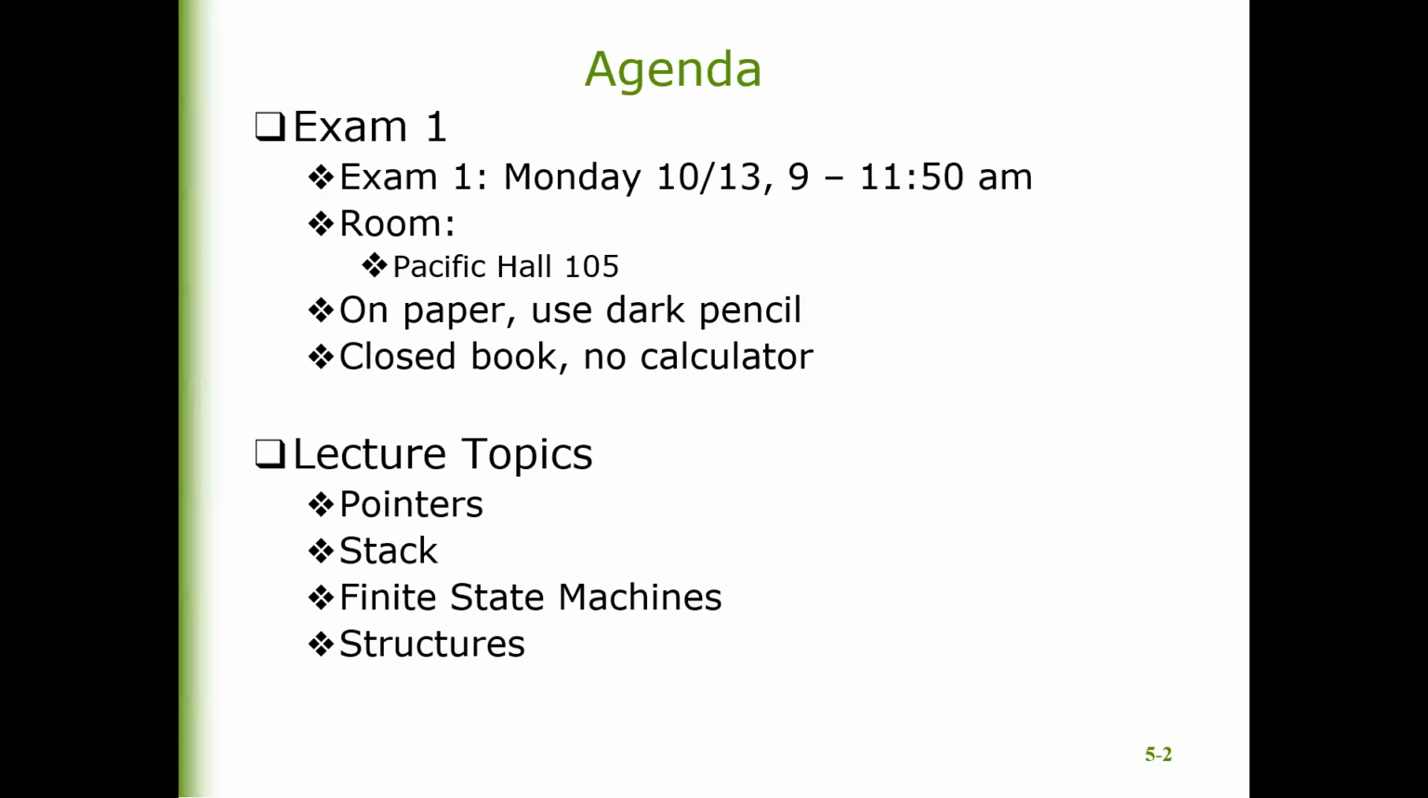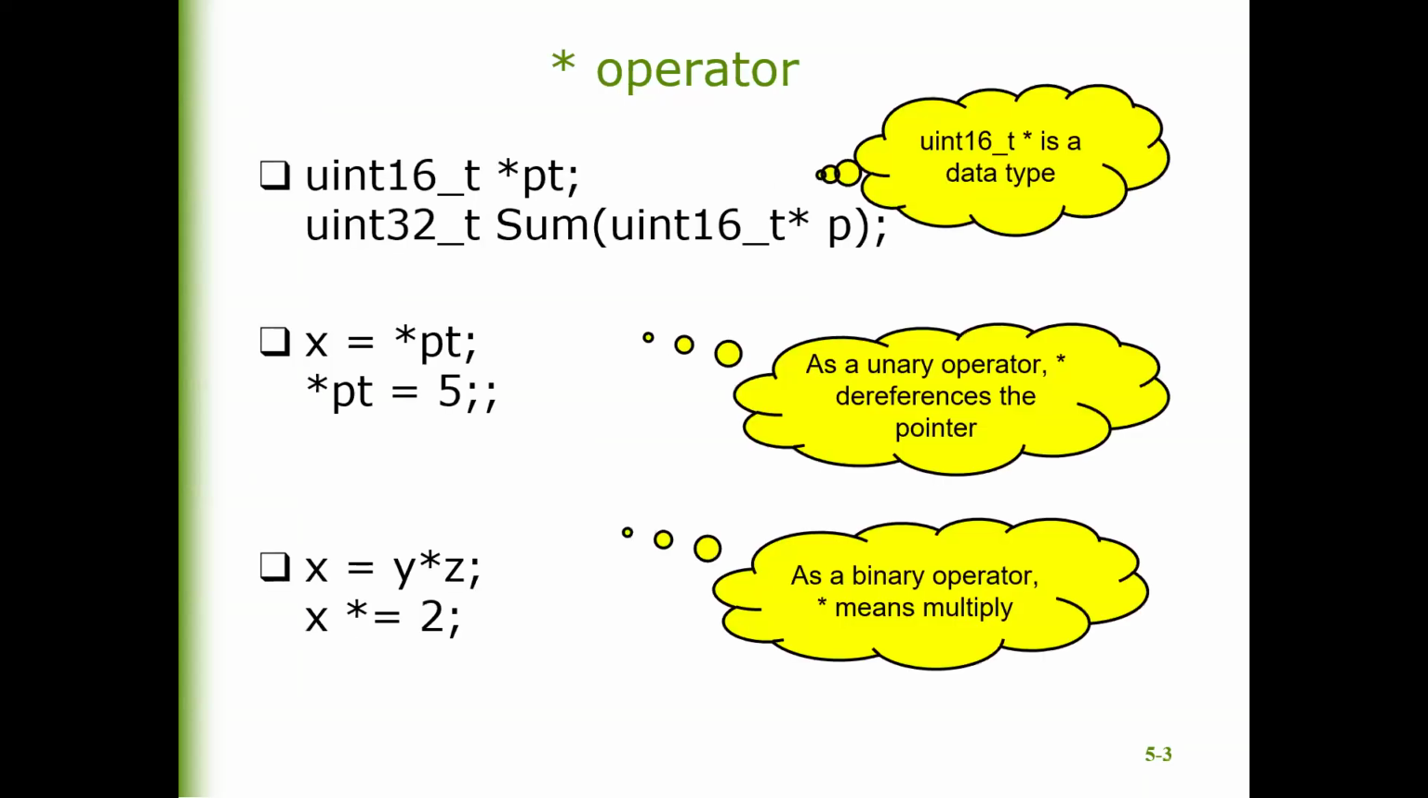For today's lecture topics, we will talk about pointers, the stack, finite state machines, and structures, and we will go through a few questions and examples. First is the star operator, the pointer. A pointer is a variable that points to the memory address of another variable, which is commonly used in C programming.